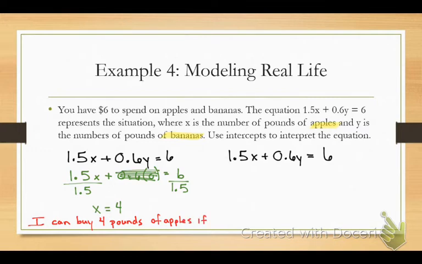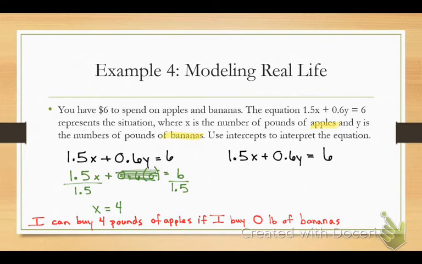Now look at this. If I buy 4 pounds of apples, how many pounds of bananas? 0. Because you plugged in 0 for y. Didn't y stand for bananas? Yes. I can buy 4 pounds of apples if I buy 0 pounds of bananas. Okay? Remember at the beginning of this, I said this is going to be all or nothing? So that's what's happening here.